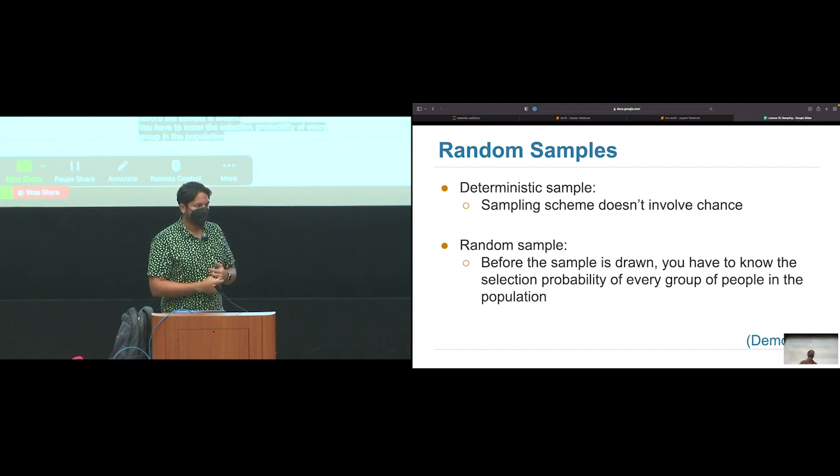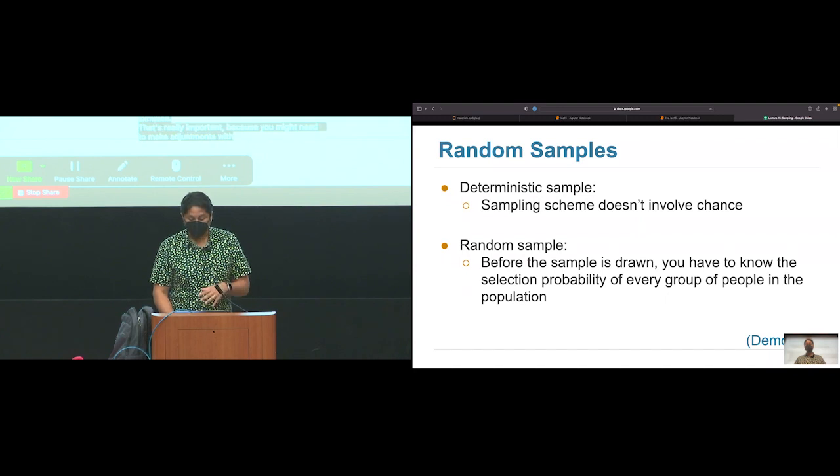So if I were to sample randomly from the registrar of UC Berkeley students, I need to know beforehand what's the probability that I'm going to get a geography major? What's the probability that I'm going to get a data science major? What's the probability that I'm going to get a history major? I need to know those things beforehand. I need to have an understanding of the probability of each group coming into my sample. That's really important because you might need to make adjustments for that later on.